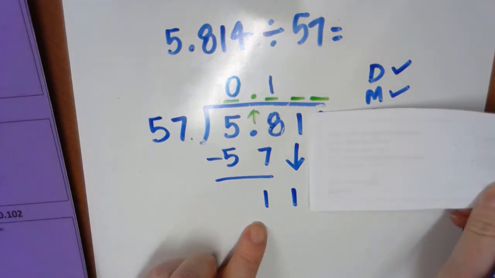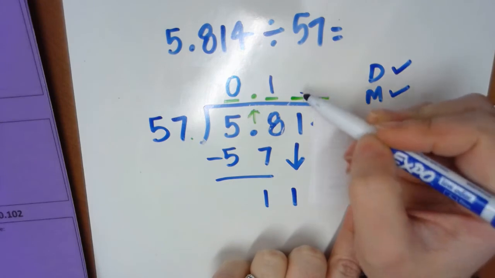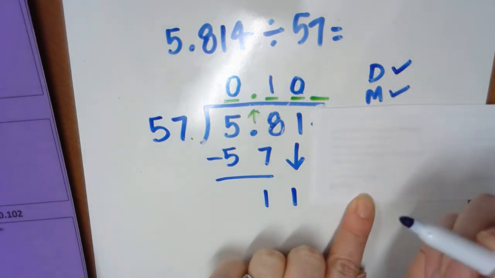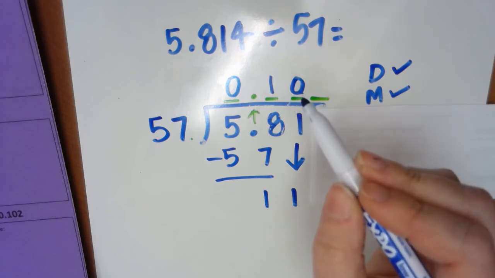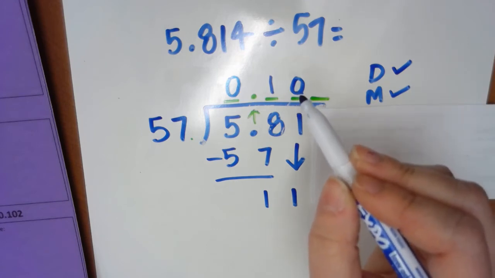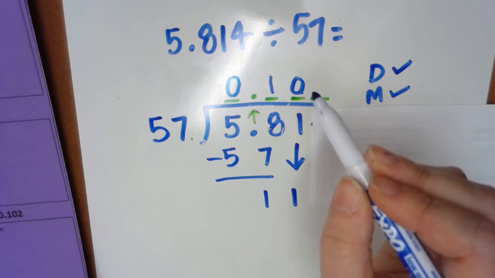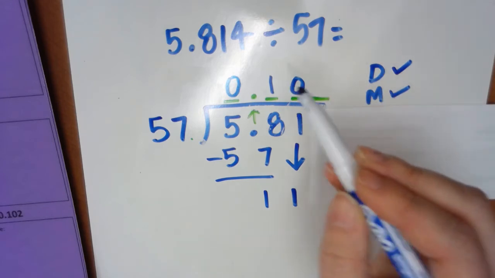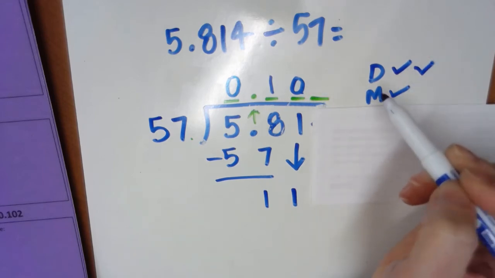Can 57 go into 11? Can I get a group of 57 from 11? No. Remember, do not just skip this. Instead, record a 0. That 0 is so important because it's holding the hundredths place. We must have a value in the hundredths place, and the value that needs to be there is 0. Okay? Now, again, I put a 0 here. So I'm going to continue this.